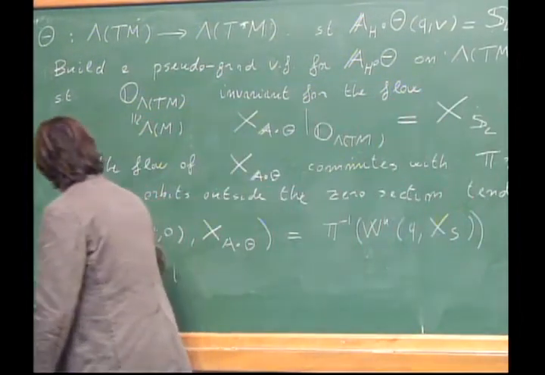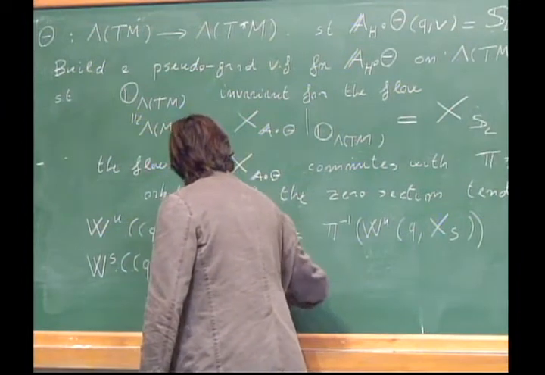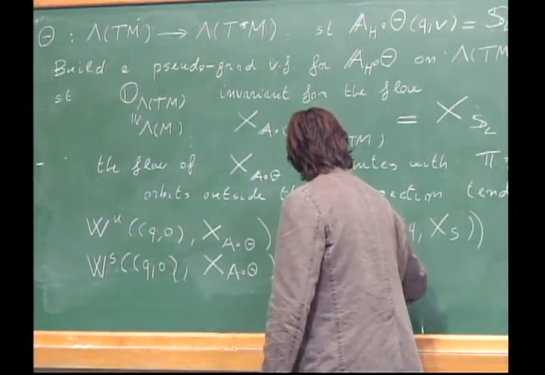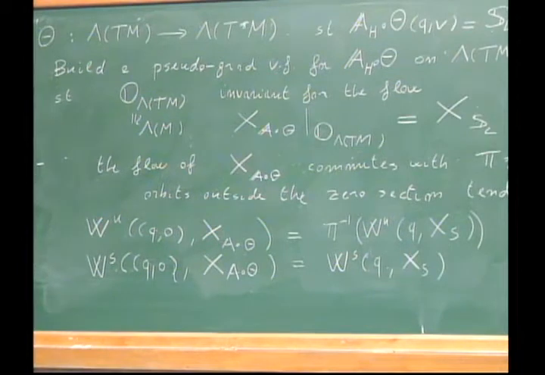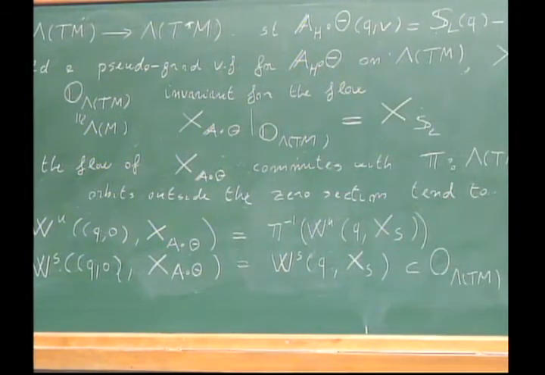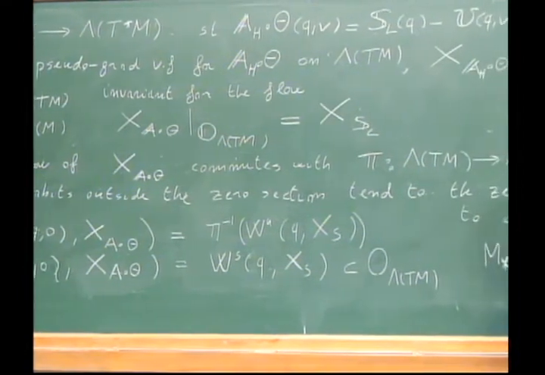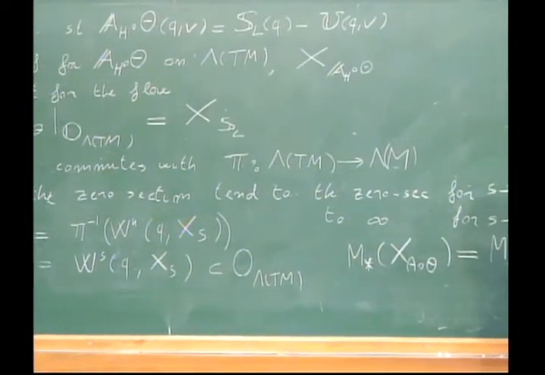And instead, the stable manifold of X_A composed with theta is just the stable manifold of q with respect to X_S. Okay? So this was already infinite dimensional and it remains infinite dimensional. It's contained in the zero section. This instead was finite dimensional, but because of this pi minus 1 becomes infinite dimensional. And now the Morse complex of this vector field X_A composed with theta is really equal to the Morse complex of just S_L.